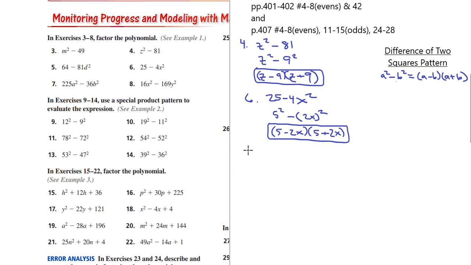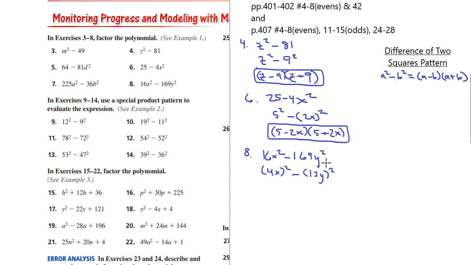All right, number 8, the last one in this little section of problems. Number 8 is 16x squared minus 169y squared. Again, this is the difference of two squares pattern because you could rewrite this as 4x quantity squared minus 13y quantity squared. So 4x quantity squared is 16x squared. We have our subtraction, and then 13y quantity squared is 169y squared.